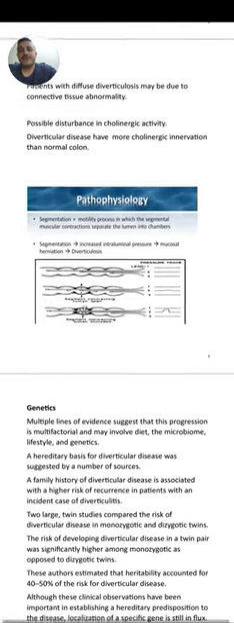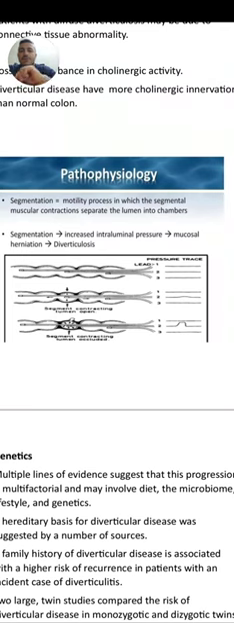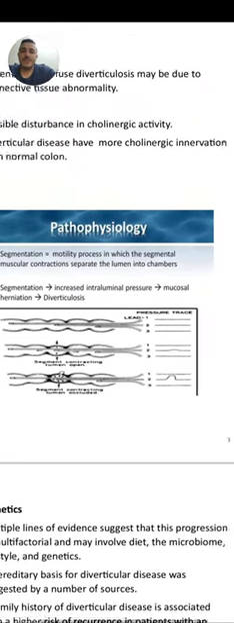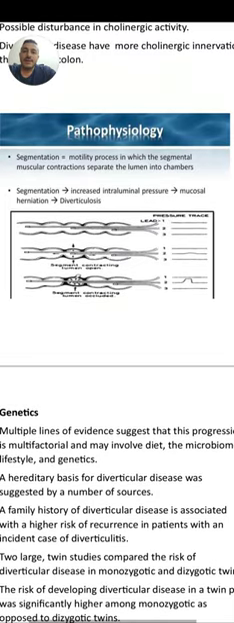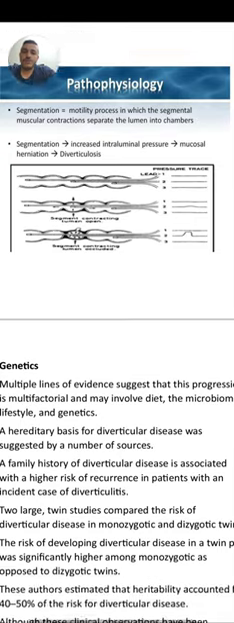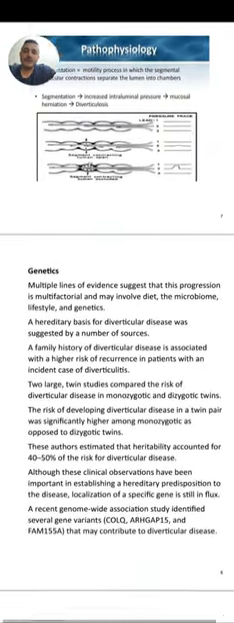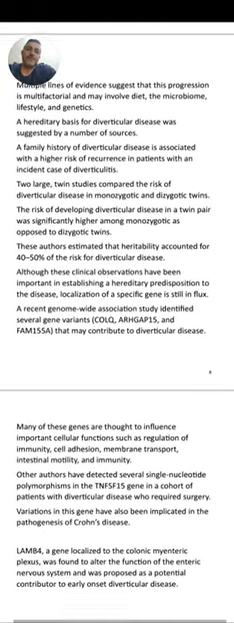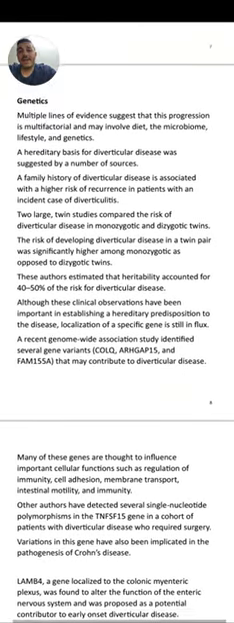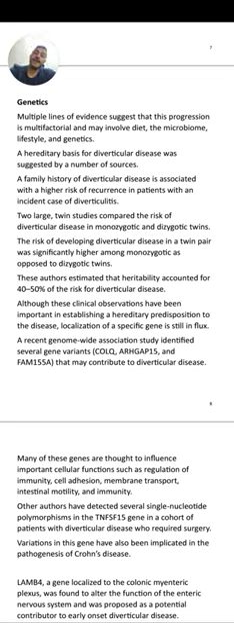And here, this is the segmentation of the bowel. It moves like chambers. Segmentation is the motility process in which segmental muscular contractions separate the lumen into chambers, and it may be responsible for diverticulosis. If the question is whether a hereditary theory or a genetic explanation exists, the answer is yes.